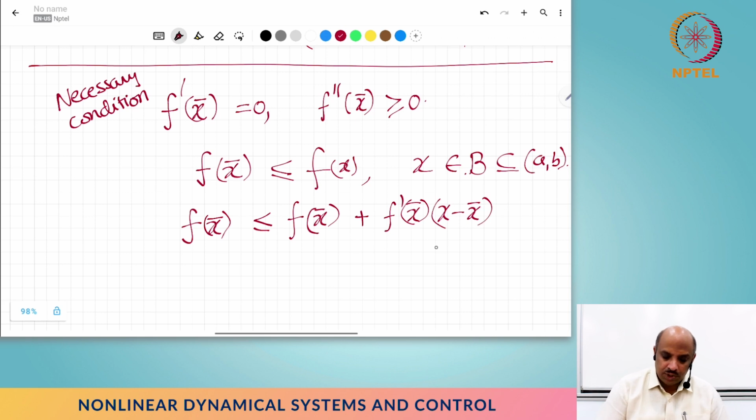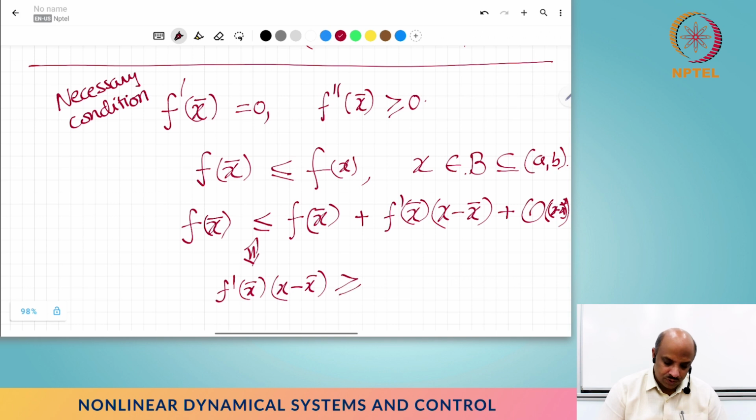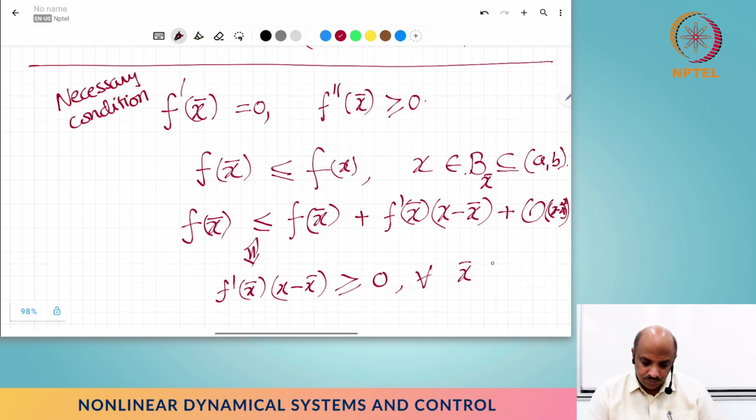Okay, plus I'm going to say x minus x bar square. And that's equivalent to basically saying f prime of x bar times (x minus x bar) is greater than or equal to 0, for all x in the ball of x bar, so that means some small ball around x bar.